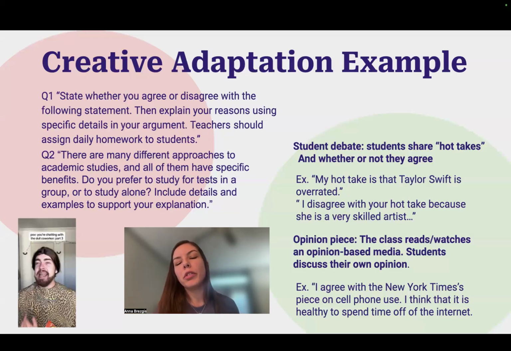on cell phone use. I think that it's healthy to spend time off the internet whenever possible. My own experience shows me that I feel better the more time I spend outside, and generally doctors recommend getting sunlight, this kind of thing. So once again, we have all the content or all the format necessary, but it's just done a little bit differently and in a way that's not brain-blendingly dull.